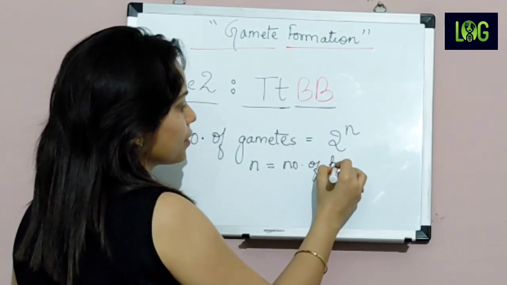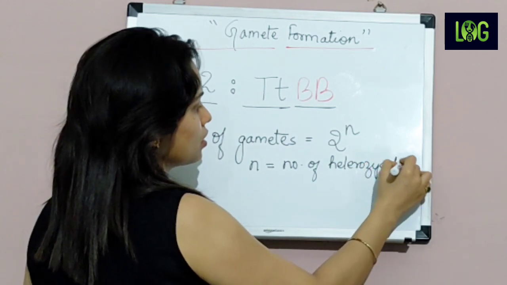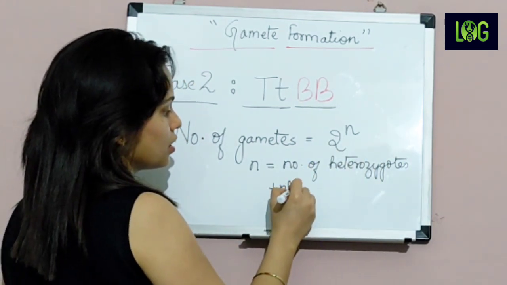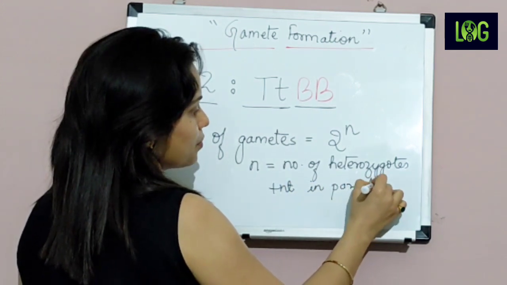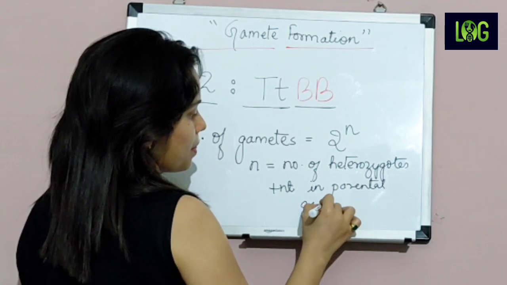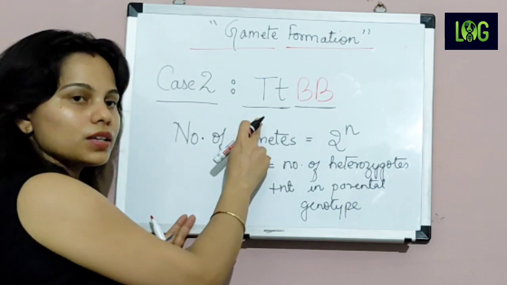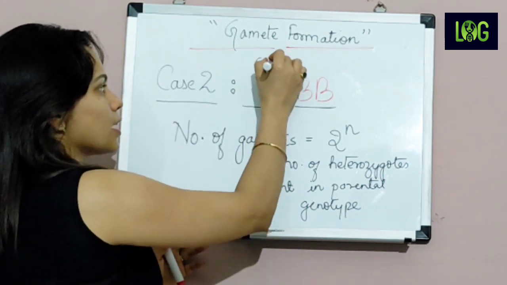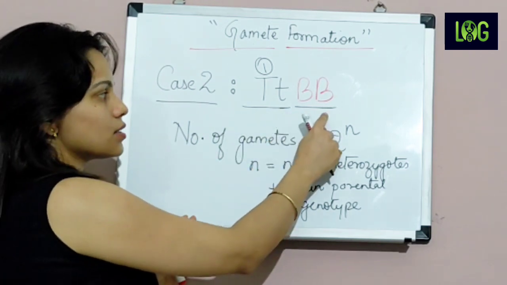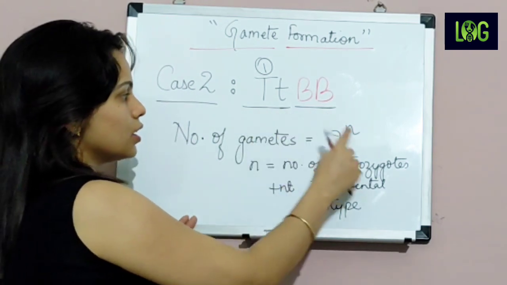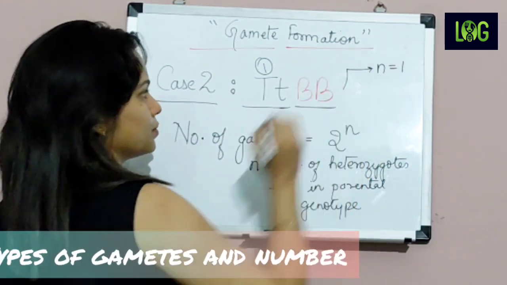of heterozygotes present in the parental genotype. This is the parental genotype, and as you can visualize over here, only one heterozygous condition is there. Only one trait is in heterozygous condition, and the other is in homozygous condition. So here the value of n for this case is going to be 1.